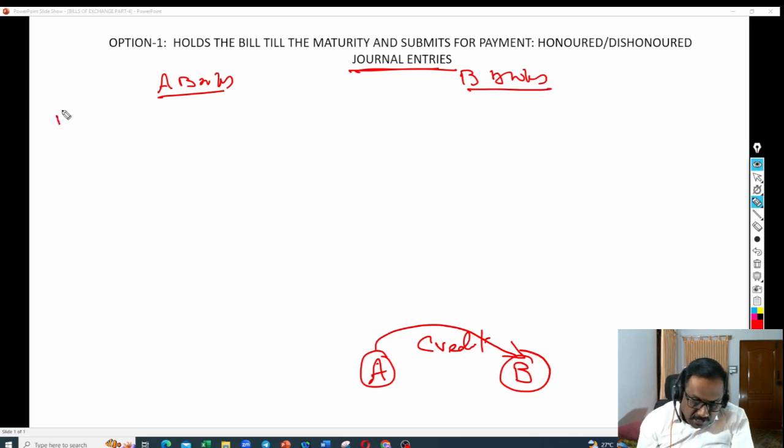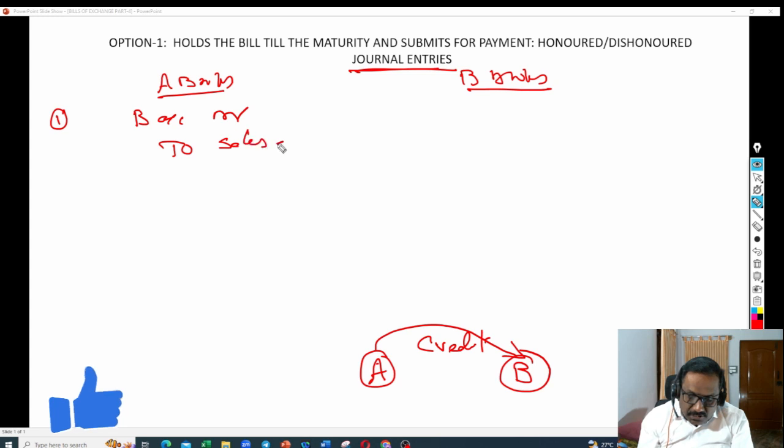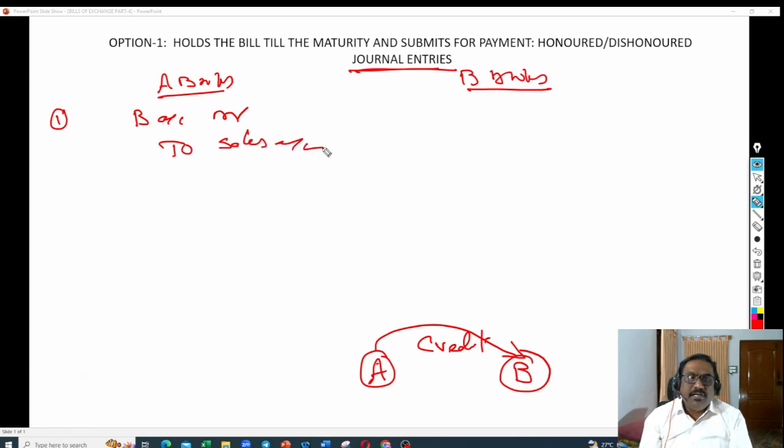So first entry in A's books: A sold goods to B. Who is the receiver? B. So B account debit to goods sold. Goods are going out. Real account: debit what comes in and credit what goes out. Goods are going out, so to goods account, or you can say to sales account. This is the first entry: B account debit to sales account. This is in A's books.